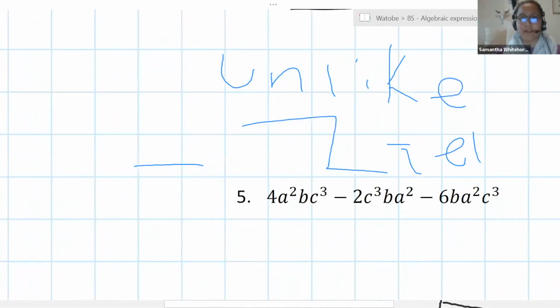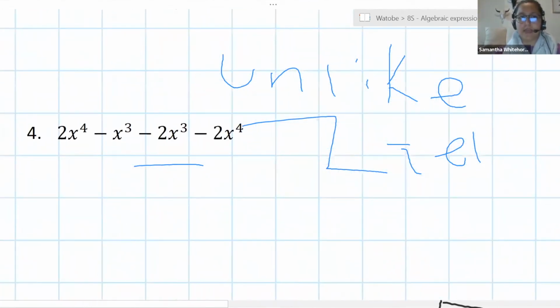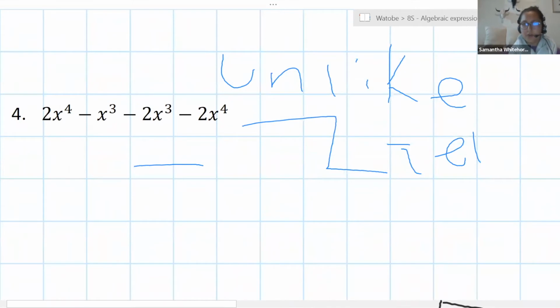Alrighty. Okay, I know we've still got scribbles on the screen, but we're just going to make it work. Right, try the fourth one for me. So identify your like terms, add and subtract your like terms, and then give me an answer there in the chat.